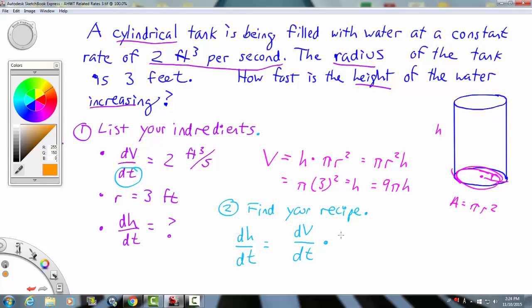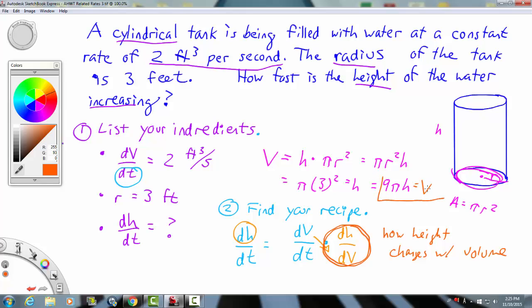I have my dt, but I need a dH on top, and I need to cancel out my dV. So this is what I need. I need a dH/dV. How does the height change with volume? And you're like, how the heck am I going to figure that out? Well, guess what? You have a relationship between H and V right here. So that's going to help you.